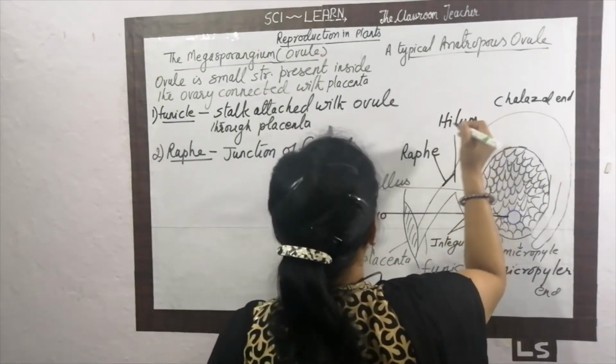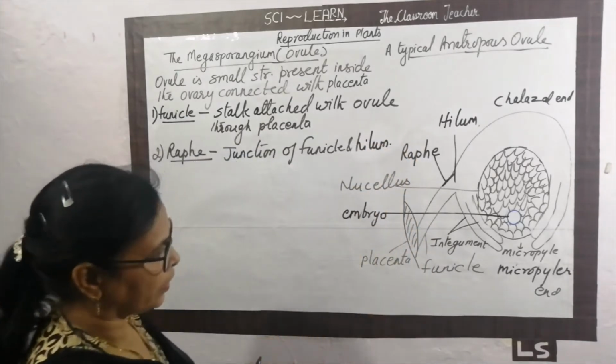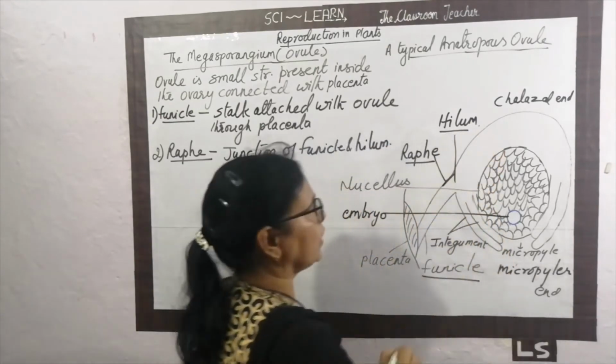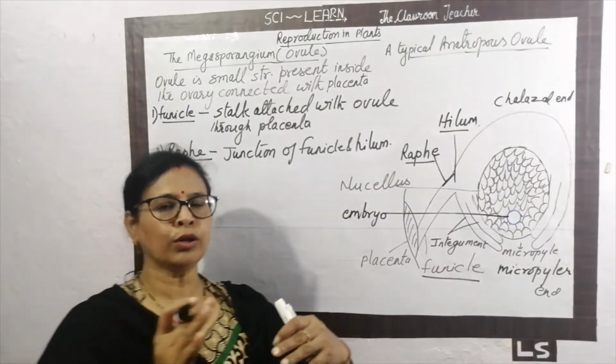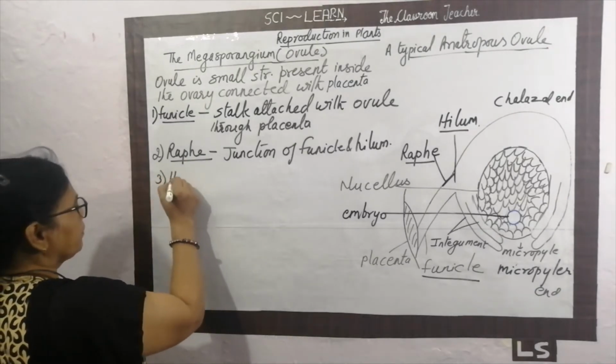Hilum. Okay, this is the hilum. So this is the raphe. Three important parts, which are discussed a little bit after this. This is the part that connects the ovule to the ovary. The next is the hilum. What is the hilum?